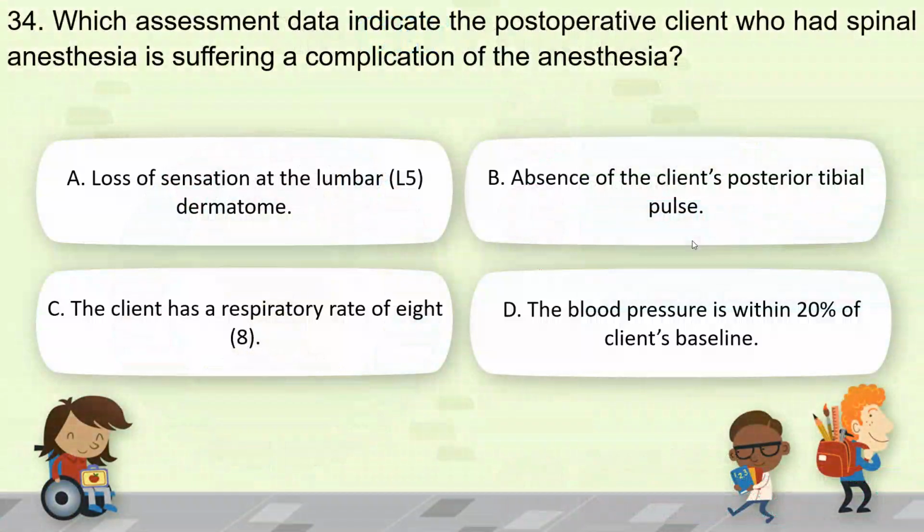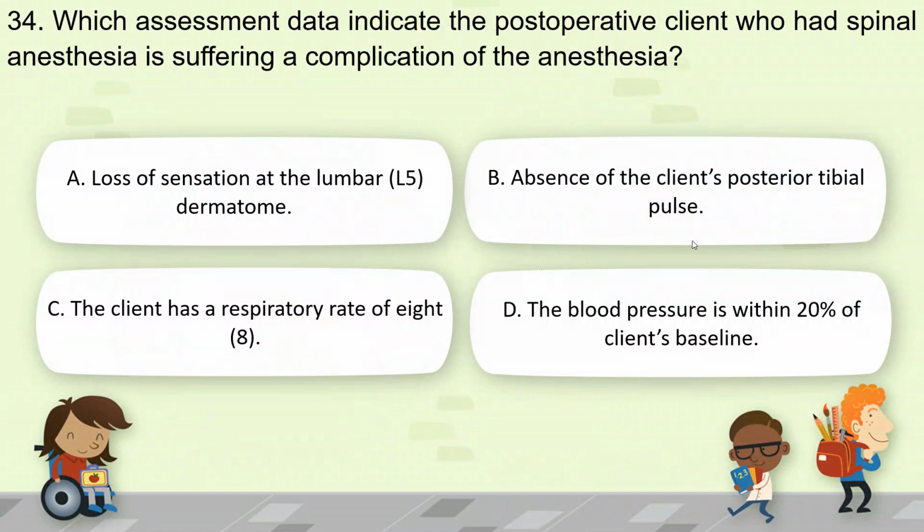34. Which assessment data indicate the postoperative client who had spinal anesthesia is suffering a complication of the anesthesia? A. Loss of sensation at the lumbar dermatome. B. Absence of the client's posterior tibial pulse. C. The client has a respiratory rate of 8. D. The blood pressure is within 20% of the client's baseline. Which is a complication of spinal anesthesia?